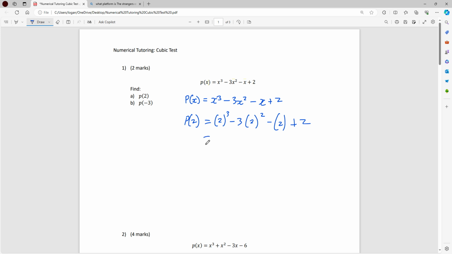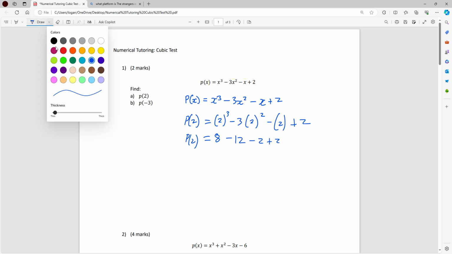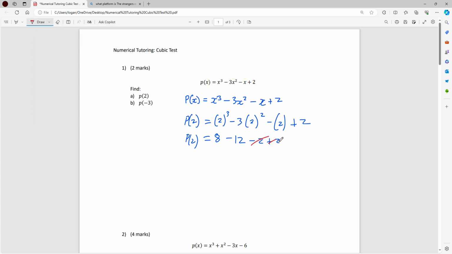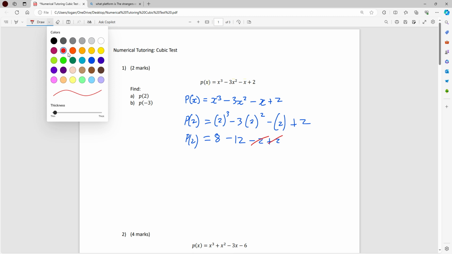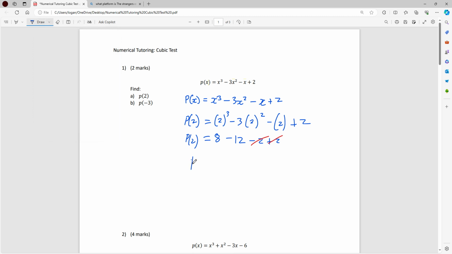Okay, so we can evaluate this. 2 cubed is going to be 8. 2 squared is 4, times by minus 3, so that's going to give you negative 12. And this is going to be minus 2 plus 2, and we can see straight away that these ones cancel out at the back here. So we're going to have 8 minus 12, which gives us negative 4 as our solution. So P of 2 equals negative 4.